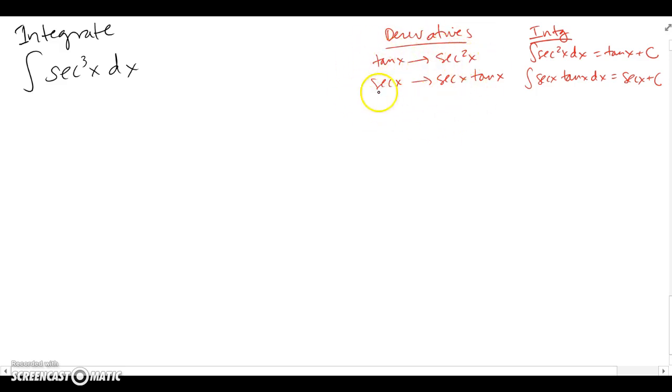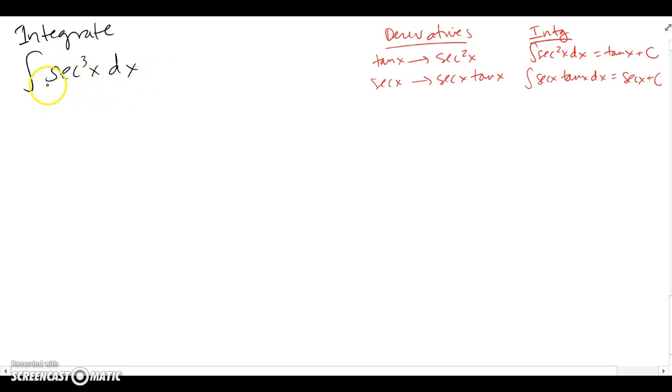The tangent goes to secant squared, secant goes to secant tan as far as derivatives are concerned, and then just going in the other direction, we have the integral of secant squared handy that goes to tan x, and then secant and tan goes to secant. Now, if we go through the thought process of what are we trying to do, normally we try to create a u and a du.